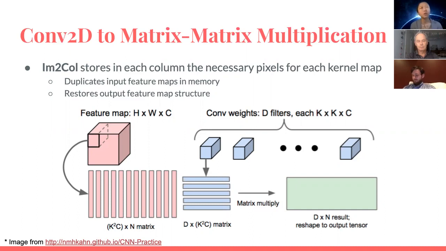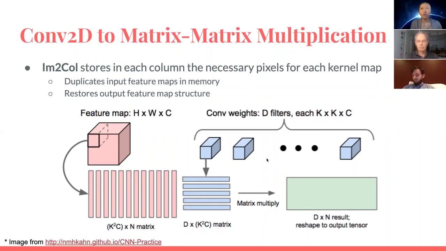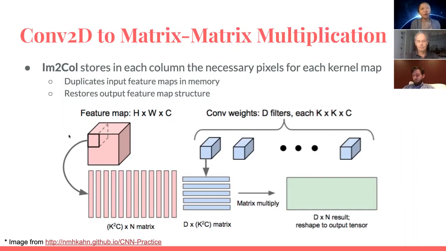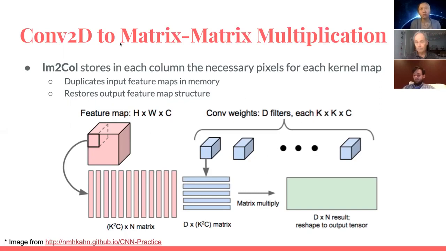And this is done through an operation called im2col, which stores in each column the necessary pixels for each kernel map. But it requires the input feature map to be duplicated in memory. And we also need to restore the output feature map structure in memory, because we flatten them out when we map the 2D convolution into matrix multiplication. Actually, I will talk about how it gets mapped later. Here we roughly see the dimensions of how we flatten the 2D convolution into matrix multiplication.